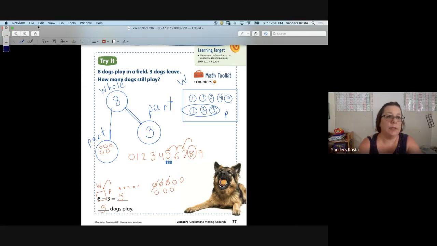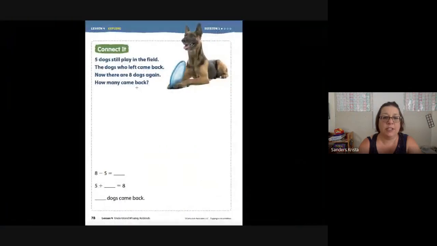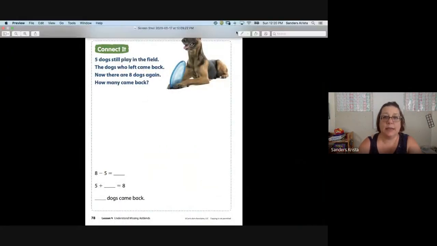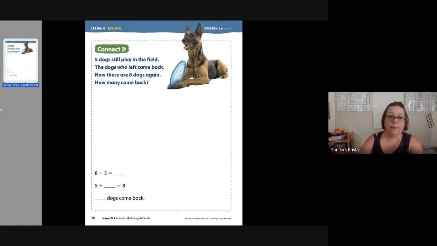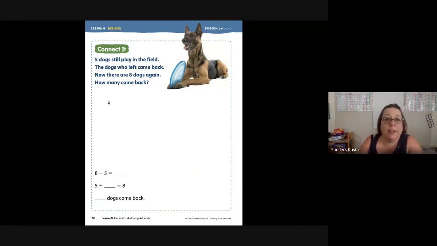Let's move on to page 78. It says, 5 dogs still play in the field. The dogs who left came back. Now there are 8 dogs again. How many came back? So there are 5 dogs playing in the field. 1, 2, 3, 4, 5.